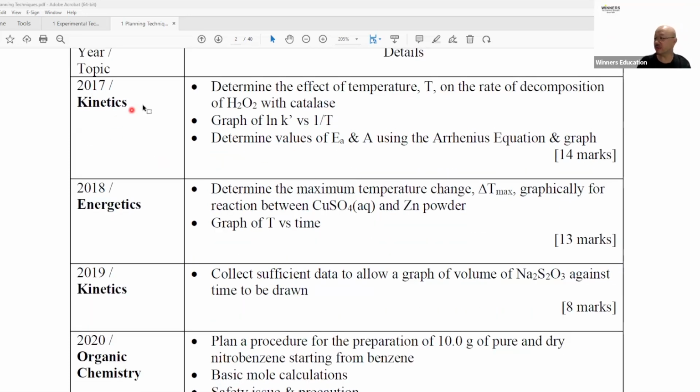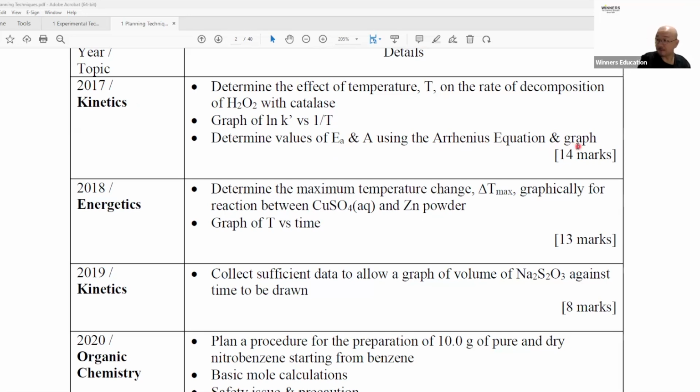But in 2017, planning became part of the practical, your paper four, so it became more legit. In 2017, it came out with a kinetics question. For 14 marks, determine the effect of temperature on the rate of decomposition of H2O2 with catalase, the enzyme, the catalyzed reaction. They ask you to plot, using a design, a graph of ln k' versus 1/T. The aim of the experiment is to determine the values of activation energy and A, the Arrhenius constant, using the Arrhenius equation and a sketch graph.